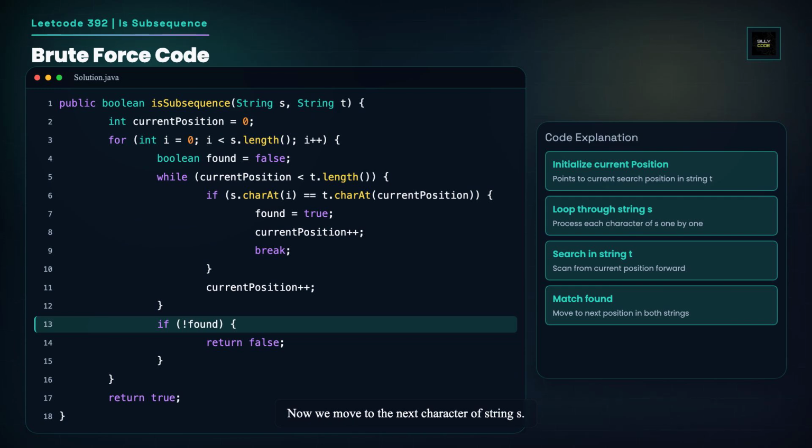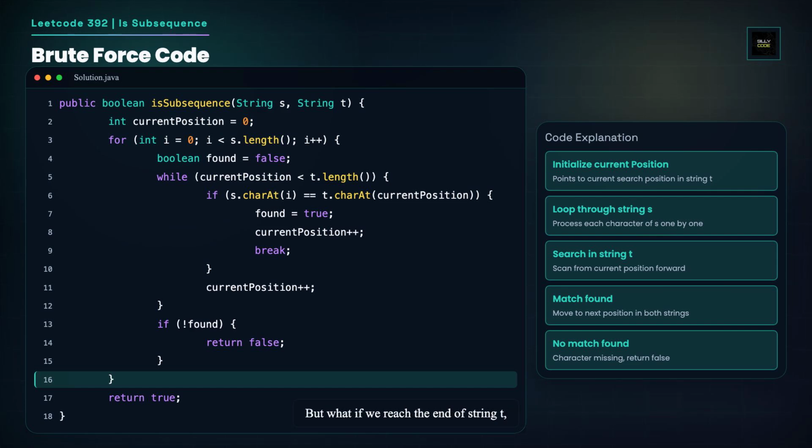But what if we reach the end of string t, and the character is still not found? That means matching is impossible. So we immediately return false. If we successfully match every character of string s, then we simply return true. That's the complete brute force solution. It's straightforward. It follows exactly the way most people naturally think about the problem.